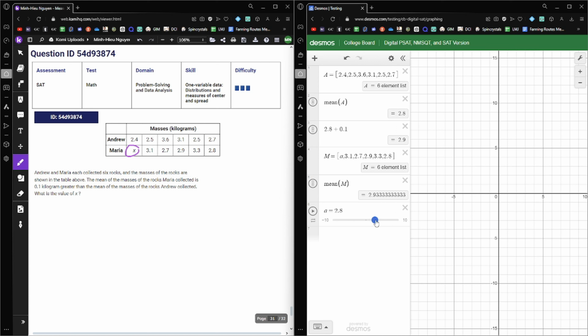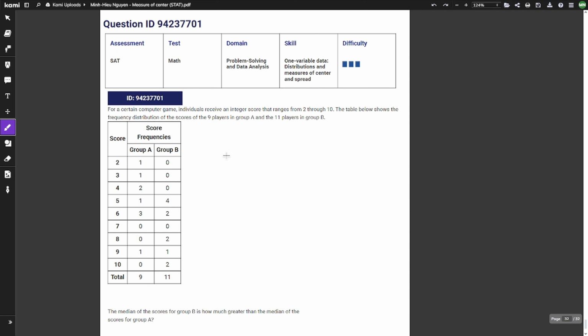Oh, 2.96, I went over. Oh, 2.93, hold on. 2.9, 2.7, 2.6, oh, there we go. We get that when A is equal to 2.6, our mean is 2.9, so this missing number is going to be 2.6. Question number 32.